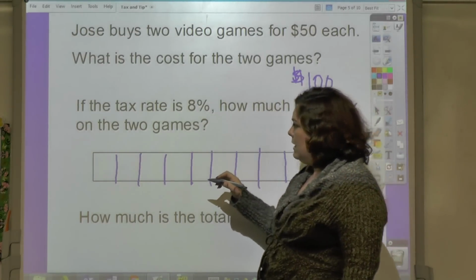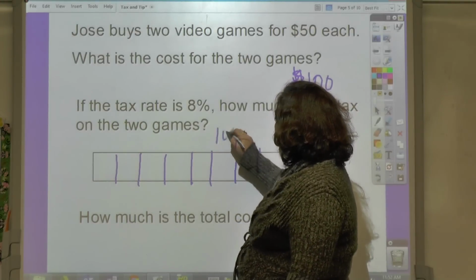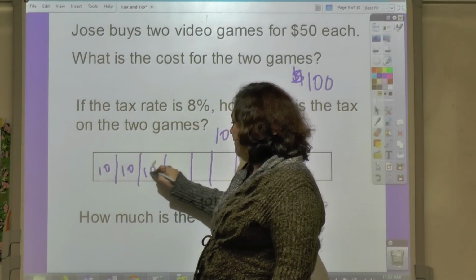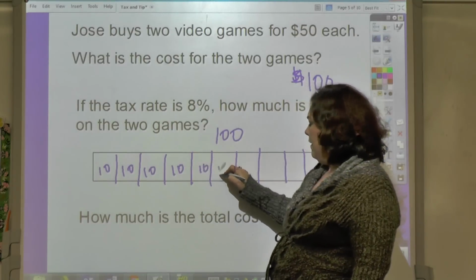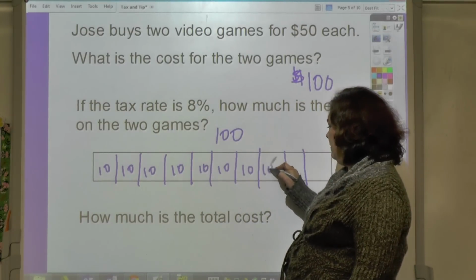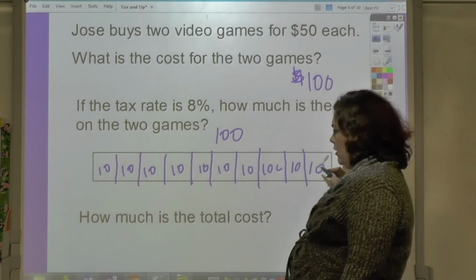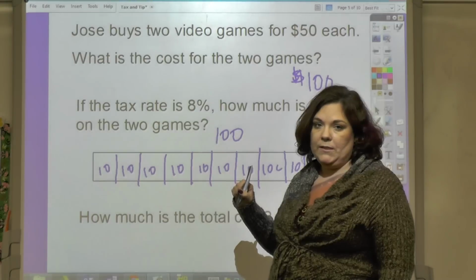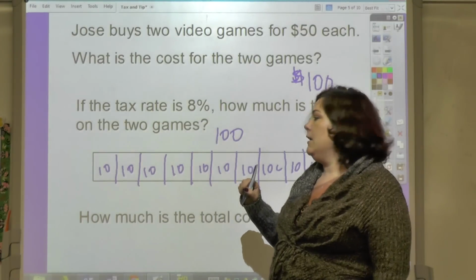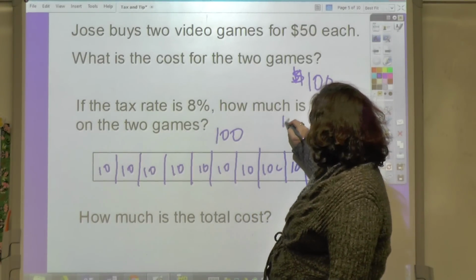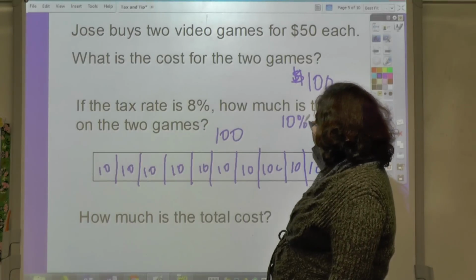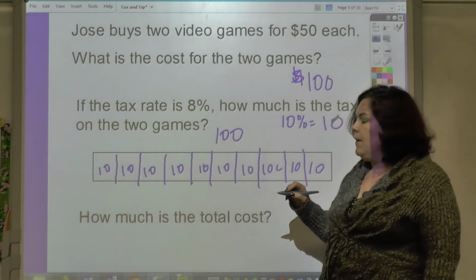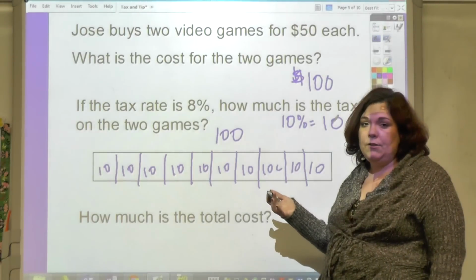So that's 10, and if it's $100, so $10 would go in every spot, and that would add to 100. So one of these would be 10%, but we need to know 8%. So 10% equals $10. And then we need to find 8%. So we need to subtract out 2%.